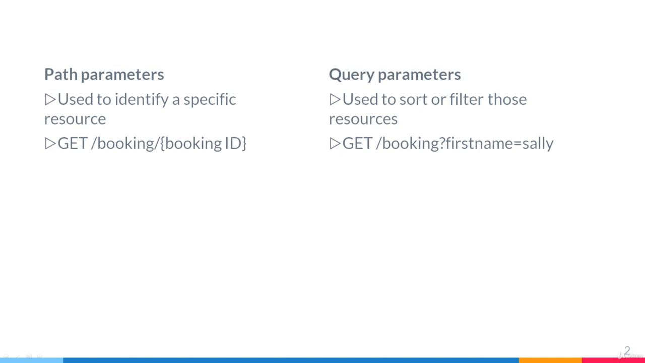We will be using them very often when working with REST APIs, and we already used path parameters in our tests. Path parameters are used to identify a specific resource, but query parameters are used to sort or filter those resources. In our tests, the path parameter is the number of the booking in the getBooking request, and the query parameters are filters that we can use in the getBookingIDs request.